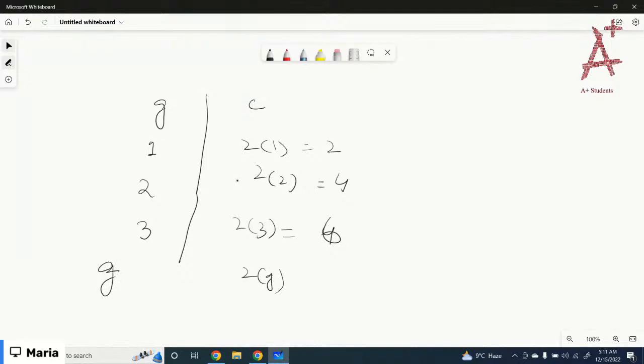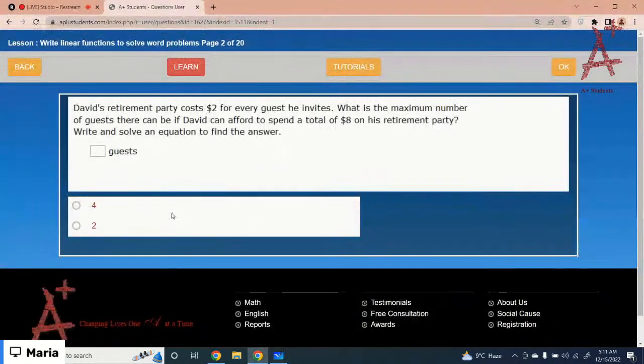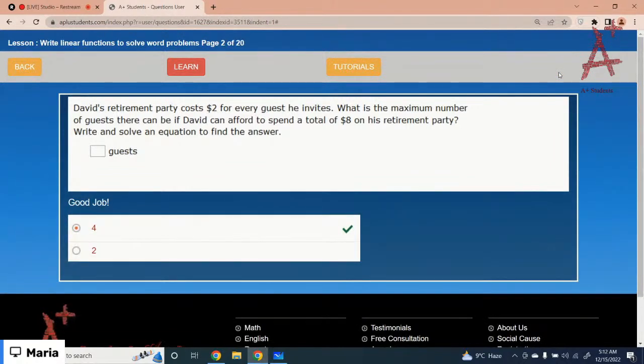Now calculate the value for 4 guests. Just replace the G with 4. It would be 2 times 4. That means the total cost for 4 guests is $8. So the correct option is 4. With the $8, he can afford 4 guests. Just select the correct option, then click on the OK button.